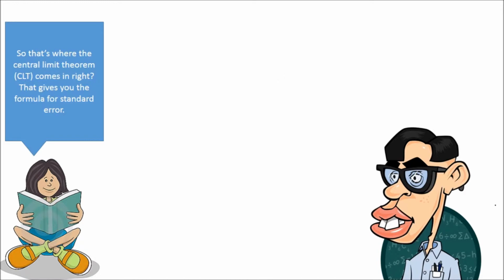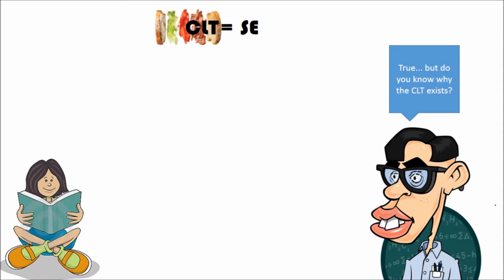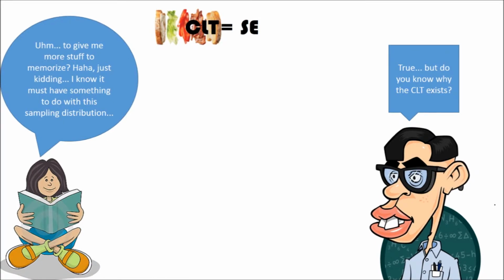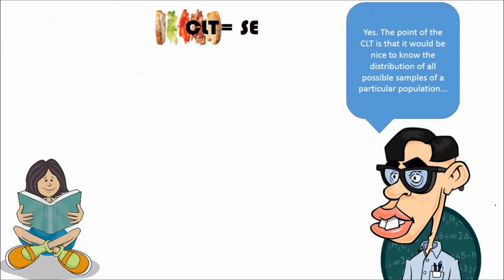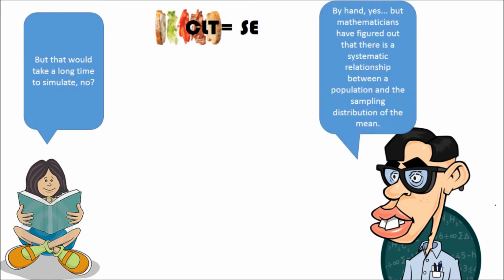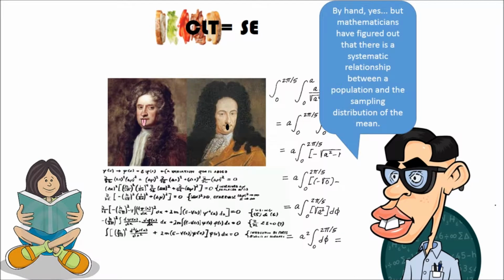So that's where the central limit theorem comes in, right? That gives you the formula for standard error. True, but do you know why the CLT exists? Uh, to give me more stuff to memorize? Just kidding. I know it must have something to do with this sampling distribution. Yes, the point of the CLT is that it would be nice to know the distribution of all possible samples of a particular population. But that would take a long time to simulate, no? By hand, yes. But mathematicians have figured out that there is a systematic relationship between a population and the sampling distribution of the mean.